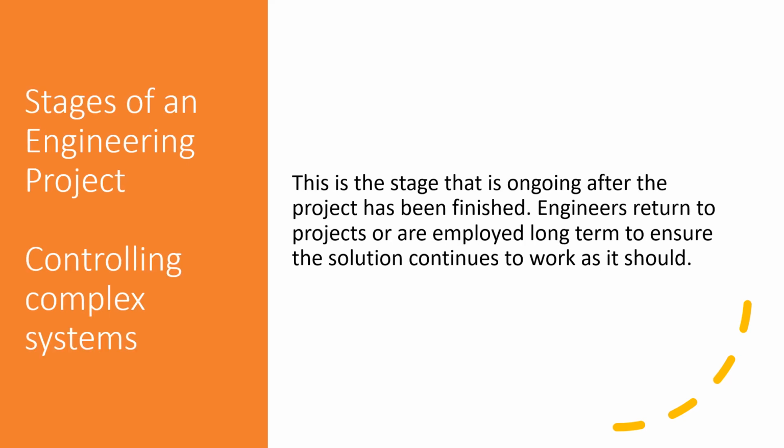The final stage is one that's referred to in the course as the control and complex system stage. This one is the ongoing. Once a project is finished from the building stage and has been tested, you want to make sure that it's still working as it should. So this is an ongoing thing. This is where engineers would be either employed or returning on a regular basis to ensure the solution works exactly how it should.